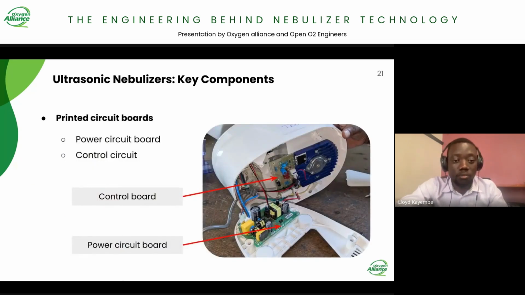The next component of the ultrasonic nebulizer is the control board. This regulates the amount of vibration that the piezoelectric element is making. On the image to your right, you can see two circuit boards that are typically found in an ultrasonic nebulizer. There is a power circuit board and there is a control board. The power circuit board provides power to the main control board and the piezoelectric device. These are just the major boards that you can typically find in the ultrasonic nebulizer.